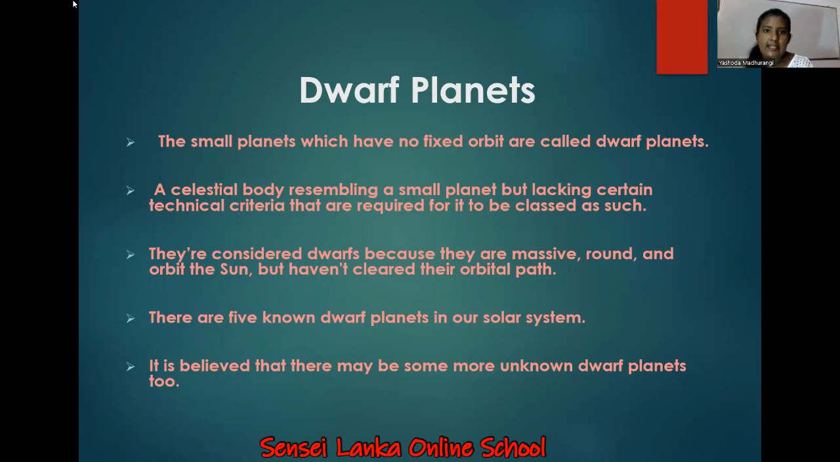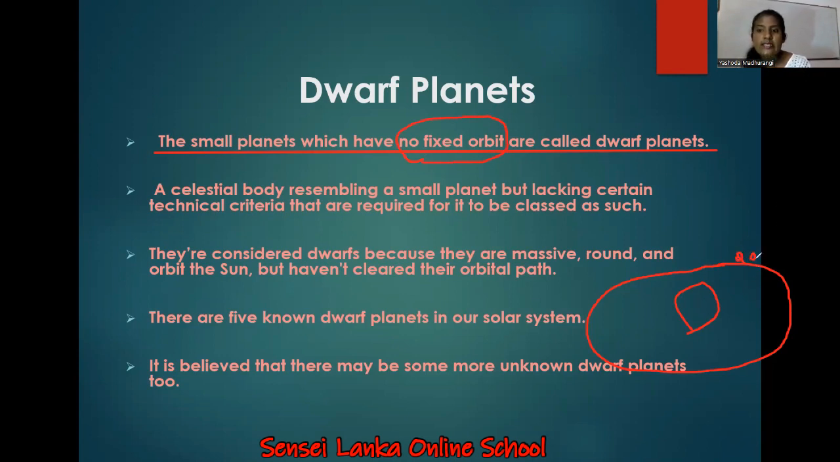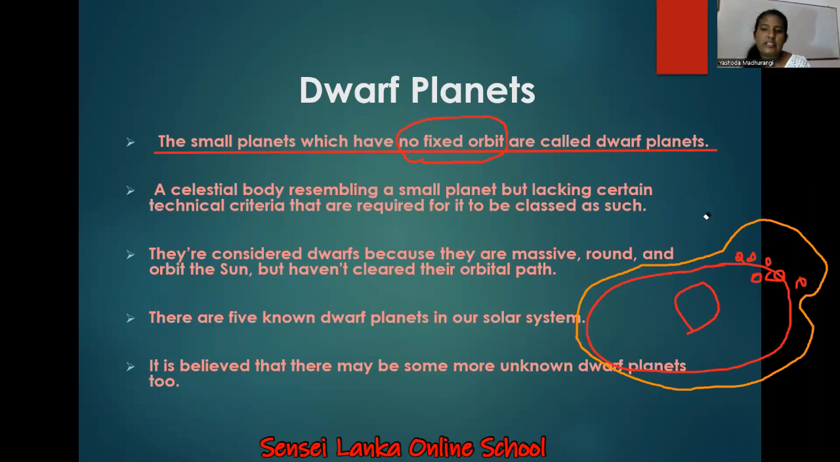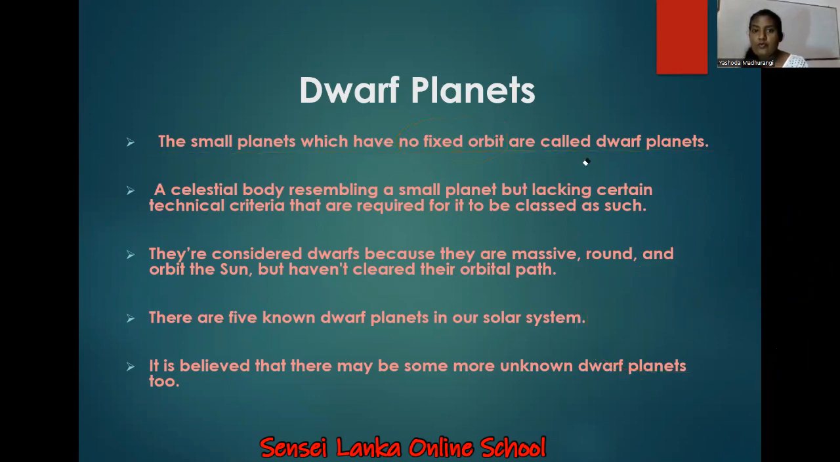So let's look at these examples and the definitions and the descriptions. The small planets which have no fixed orbit are called dwarf planets. Dwarf planets also have an orbit. If this is the planet, they are also having an orbit, a road like this. But it is not fixed. No fixed orbit. Why? It is not cleared. There are obstacles. So when there are obstacles, they are changing their road. So their orbits are not fixed. That is the special feature of them.